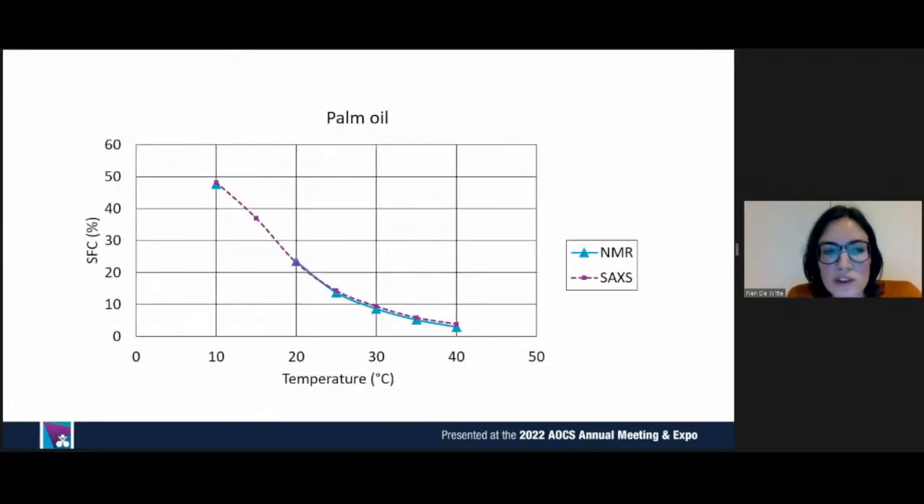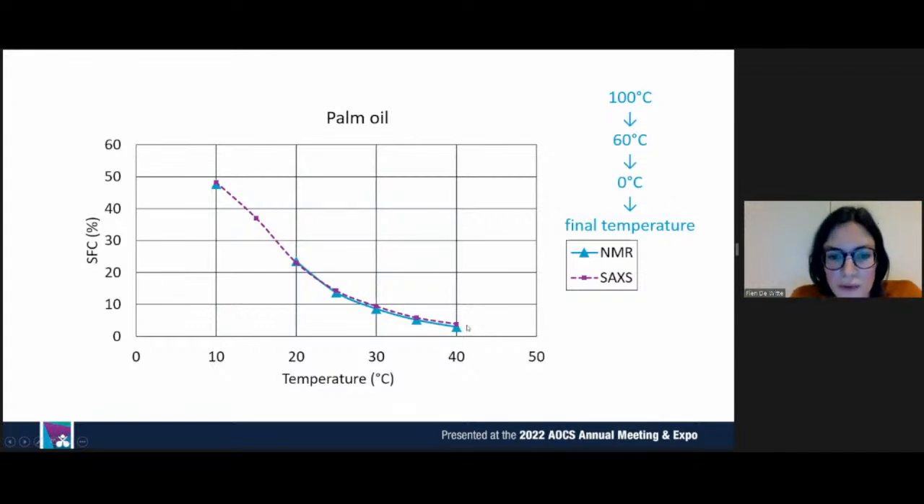To illustrate to you the strength of this SAXS technique, I would like to show the solid fat content of palm oil as determined following the AOCS method. First, the fat is heated at 100 degrees, then it is cooled to 60 degrees, cooled to 0 degrees, and then heated to its final temperature. In this case, the profile was recorded both with NMR and with SAXS, and as you can see from the graph, the result is clearly very reliable, and the two really resemble each other.